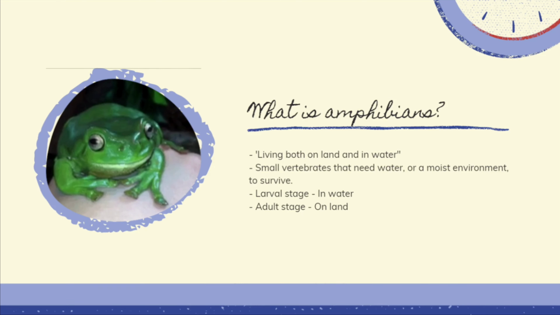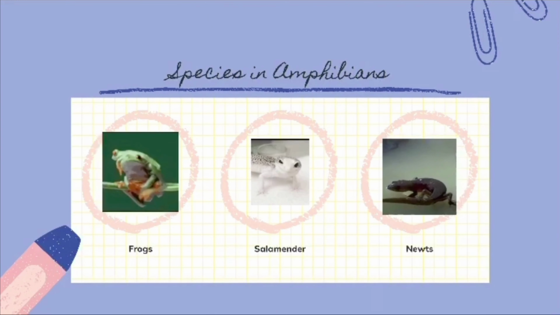From National Geographic, it says that amphibians are small vertebrates that need water or a moist environment to survive. Most members of this group lead a lifestyle that includes a larval stage that lives in the water, and as an adult stage, they live on land. There are a few species that can represent amphibians, such as frogs, salamanders, and newts.